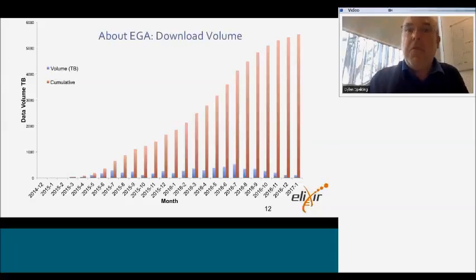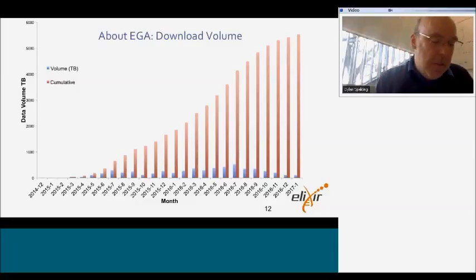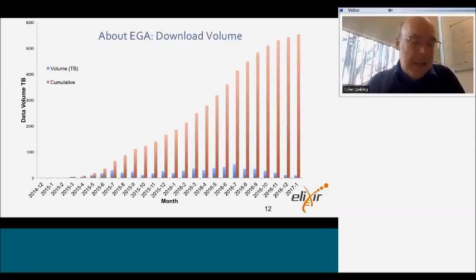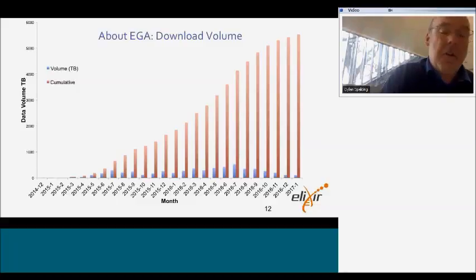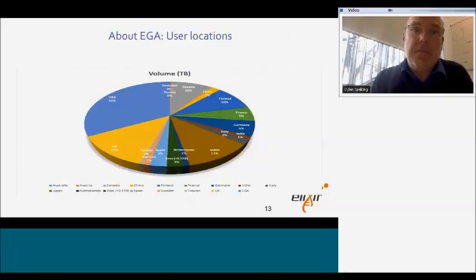In terms of download from the EGA, we've been running a secure download service, and that distributed 3.8 petabytes last year. And again, you can see the growth here, which is basically doubling in size each year in terms of requests and volume of data accessed.